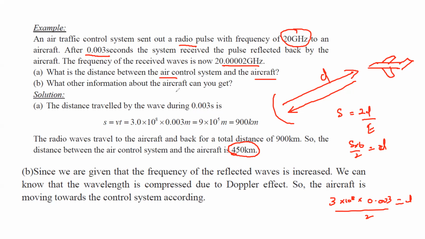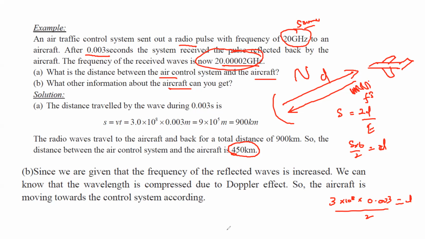Then what can we say about the aircraft? This is what is sent, emitted from the source, but this is what is received. So we receive a higher frequency. If the frequency we receive from the object appears to be higher than the one we send, it means the object is moving towards the source, or they are moving towards each other. Since the ATC is stationary, it means the aircraft is moving towards the radar. Is it clear?